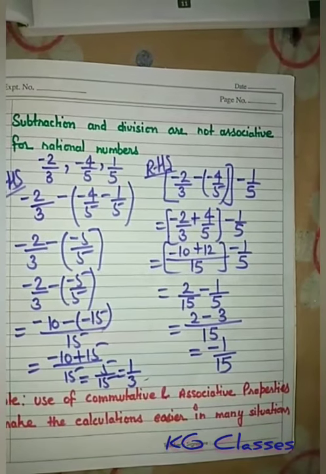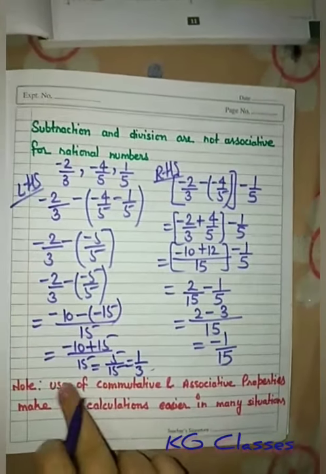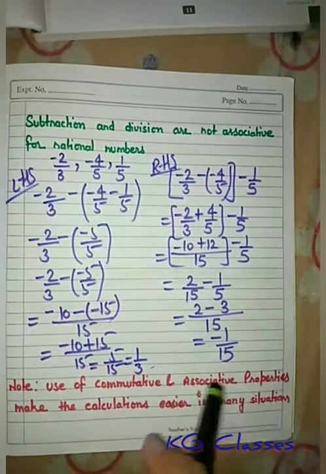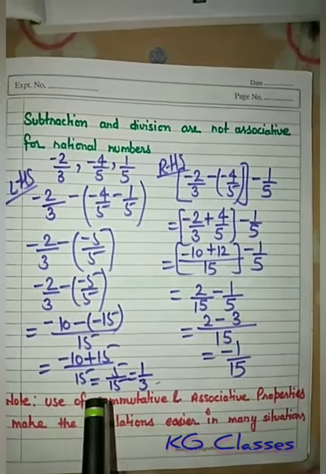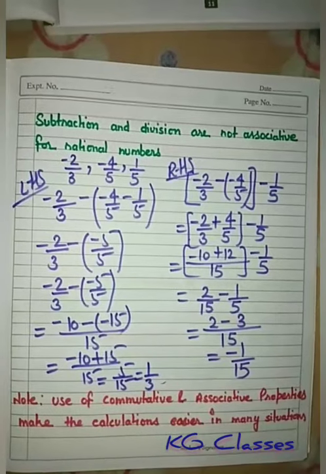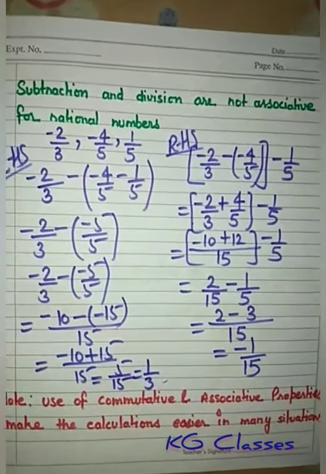Similarly, division is also not associative for rational numbers. Use of commutative and associative properties makes the calculation easier in many situations. Commutative and associative properties are useful to make our calculations easy in many situations.